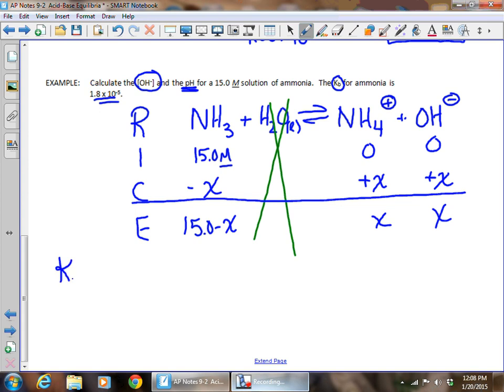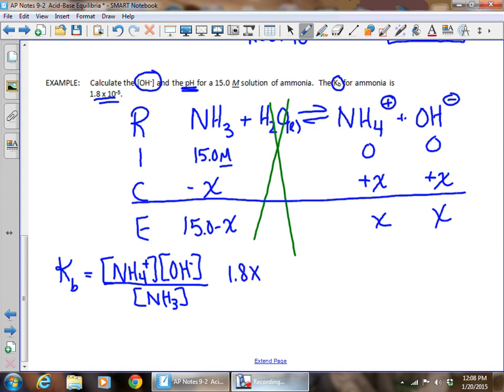And now we can write our Kb, and that equilibrium expression is going to be NH4 plus times OH minus over the concentration of NH3. Kb, very coincidentally, it is totally a coincidence, for ammonia is the same as the Ka for acetic acid, 1.8 times 10 to the minus fifth, is going to be equal to x squared over 15 minus x, which is approximately equal to x squared over 15.